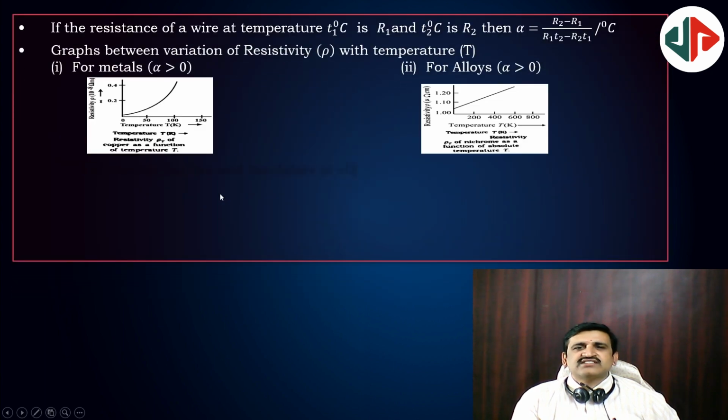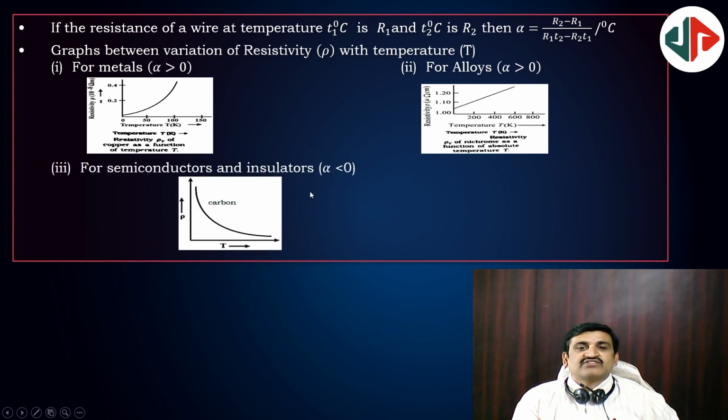If the resistances at temperatures T1 and T2 are given, then alpha is equal to the quotient of temperature coefficient of resistance, (R2 minus R1) by (R1 T2 minus R2 T1). Graphs between variation of resistivity and temperature: for metals alpha is greater than 0, for alloys alpha is greater than 0, and for semiconductors alpha is less than 0.